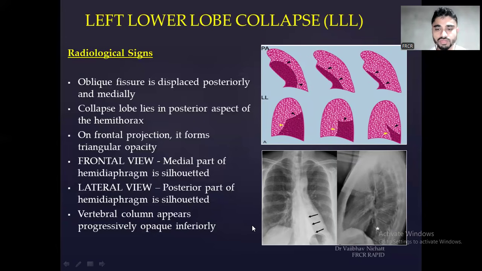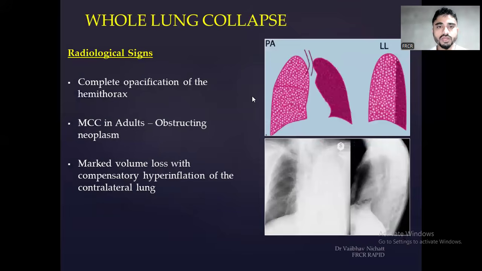Okay, so on the lateral, if you acquire a lateral radiograph, there will be silhouetting of the posterior aspect of the left hemidiaphragm. The vertebral column appears progressively opaque inferiorly, like we have discussed before. Understood?